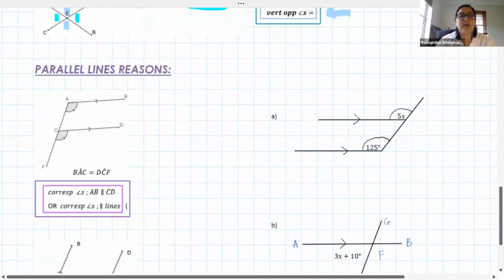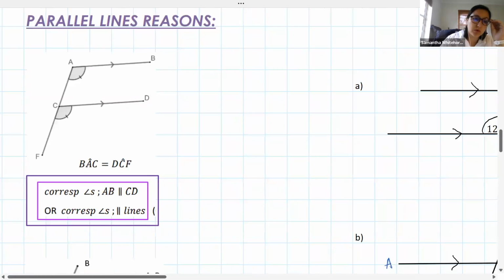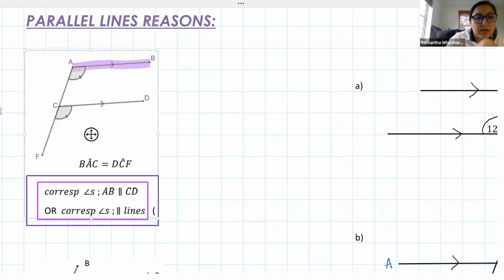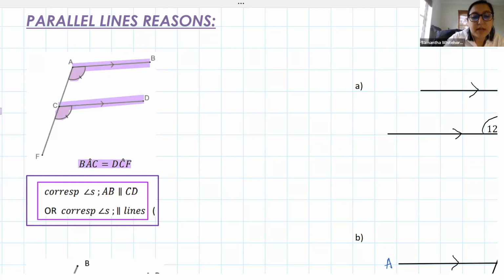So our first parallel line reason that we learned was corresponding angles. We learned that if we've got these parallel lines given to us, and here, guys, I know that they're parallel because they have those arrows on them, the angles sitting in corresponding positions are equal to each other. Again, we have the reason, corresponding angles, and remember, we always then state our parallel lines. If you don't have labels, you quite literally just say parallel lines, but those are corresponding angles. So it sits with the F shape.